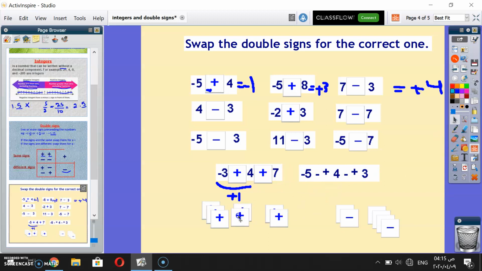Here we have negative and positive, so different signs, we'll put a negative. And here we have negative and positive also, so replace them by a negative. Minus 5 minus 4 is equal to minus 9, minus 3, so the answer will be minus 12.